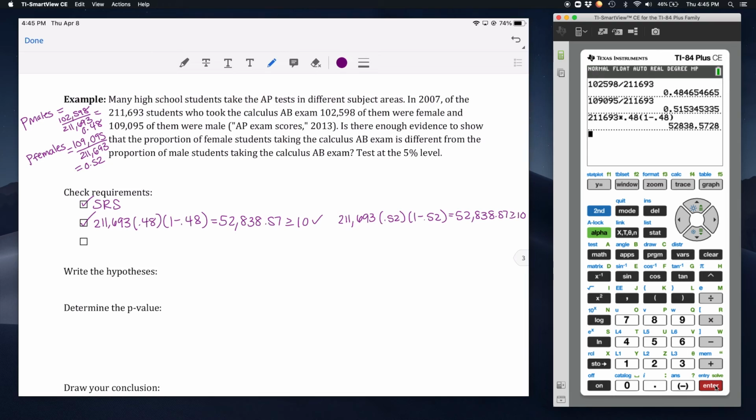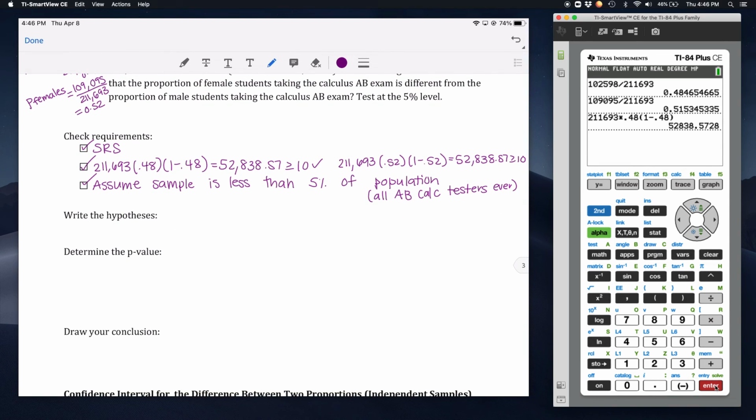Last but not least, we have to assume the sample size is less than 5% of the population. And I'm kind of considering in this case the population of all AB Calc testers ever. So not just in that one year.